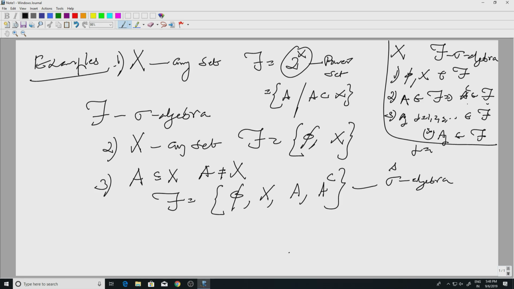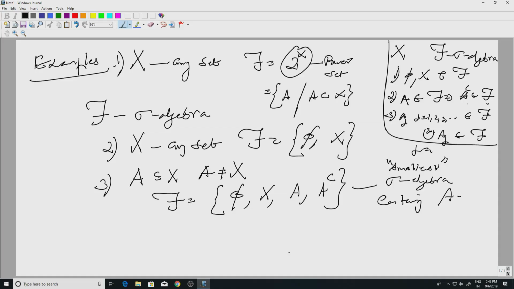This is the smallest sigma algebra containing A, right, because if I take any other sigma algebra containing A, that sigma algebra will contain A and A complement, the empty set and the whole space. So, in particular script f. So, everything in script f will be in any sigma algebra containing A.